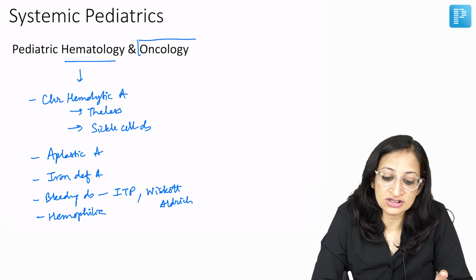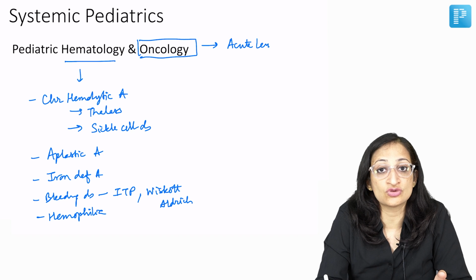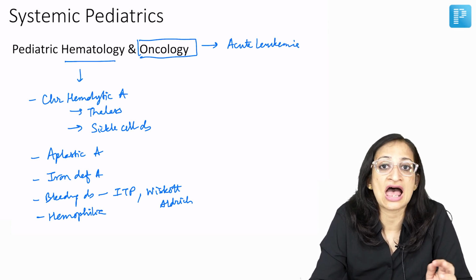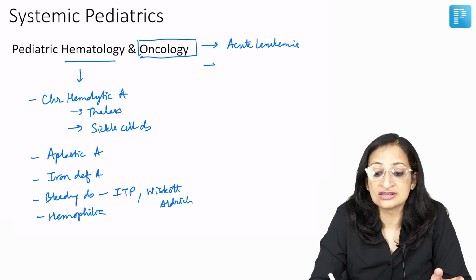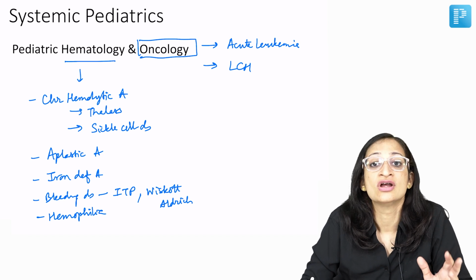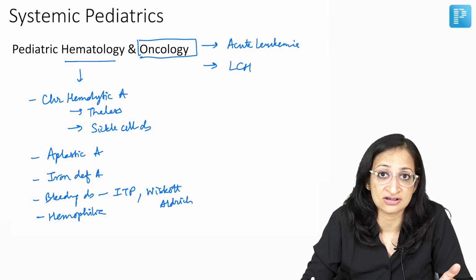Now, from the oncology part, acute leukemias are very, very important. You need to be able to diagnose acute leukemia from a given case scenario. The drugs used in the treatment of AML as well as ALL are very, very important. Then Langerhans cell histiocytosis, you should be able to diagnose from a case scenario. And again, the drug which is used was asked once in the NEET-PG pattern exam.